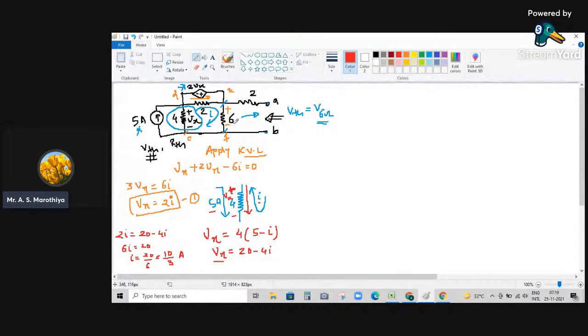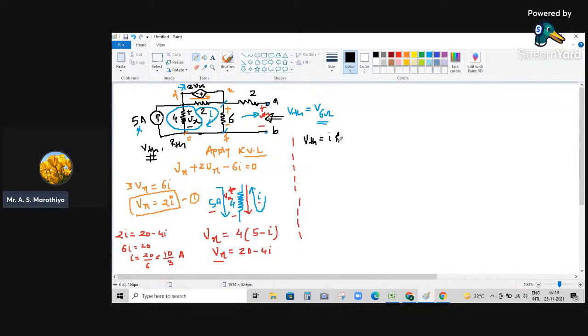Now we are going to calculate the value of this VTH. So how to calculate VTH? So this VTH, suppose if you assume that this is going to be plus and this is going to be minus, so here we have VTH. Because it is an open path, so the current flowing through this 2 ohm resistor is going to be 0. So VTH is simply the voltage which we are going to experience across this 6 ohm resistor, and it is nothing but I into R, where I is nothing but this I, which is nothing but 10 by 3 into R is nothing but 6.